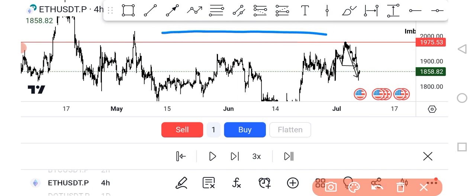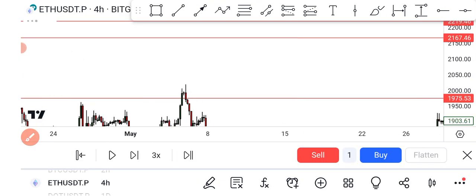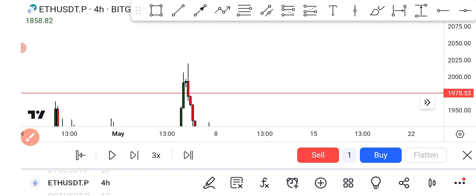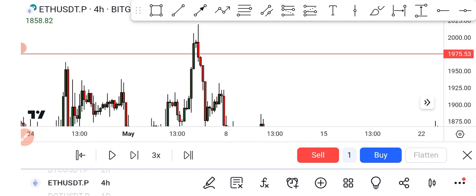We need to go back in time to see if we can get any favorable point of interest here. The first area we saw was this particular one, so let us check this place to see if we can get a valid point of interest there. I'll come and squeeze it. Looking at it now, do you know why I will not take this particular one?